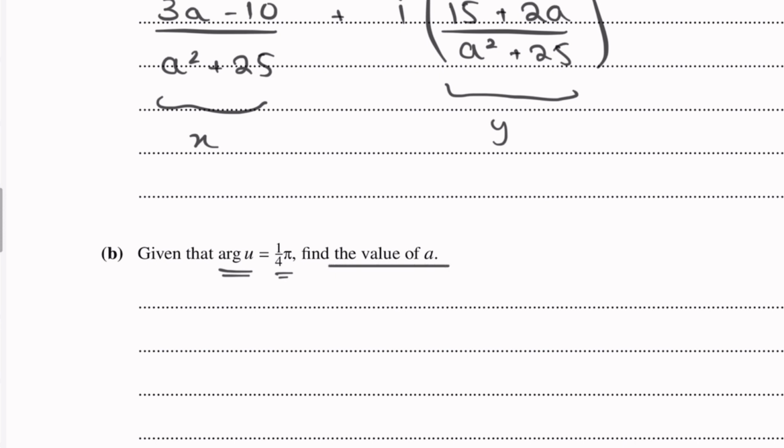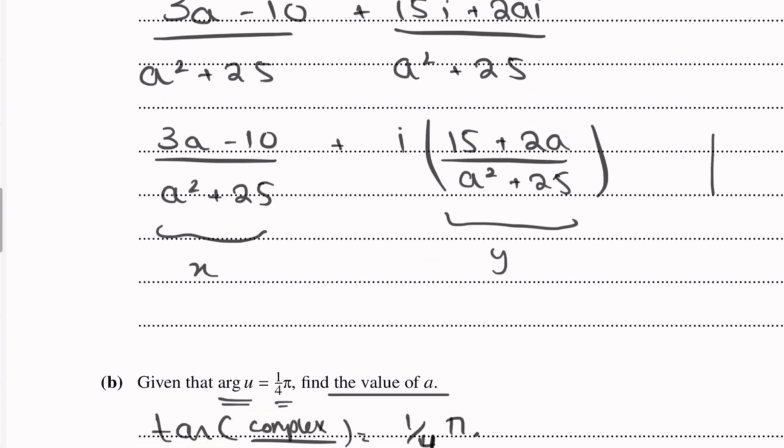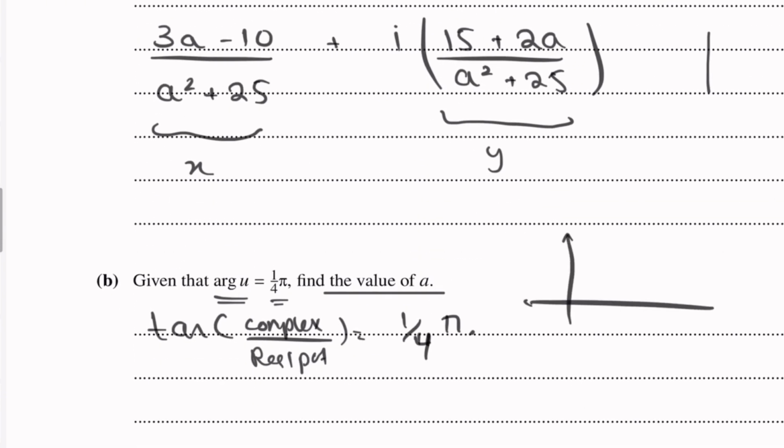So if the argument of u equals 1/4 pi, that means that tangent of the imaginary part divided by the real part equals 1/4 pi. Because in order for us to find the angle, we get the complex number, then we take the imaginary part divided by the real part, and that gives us the tangent of this angle. Then we can take the inverse tangent to find the angle.